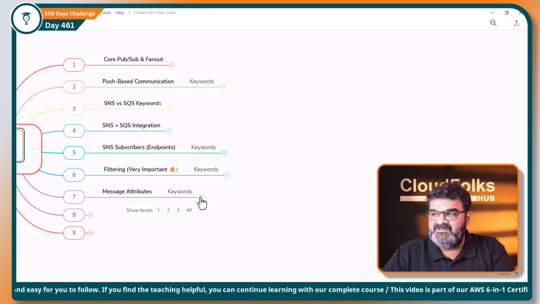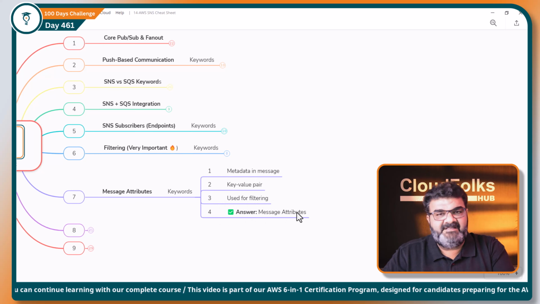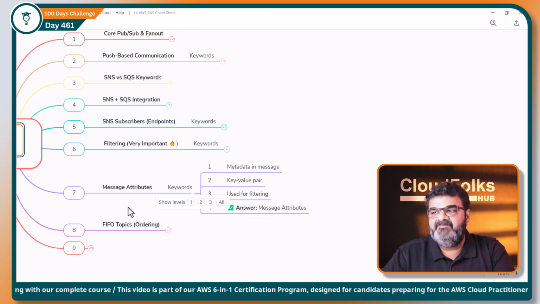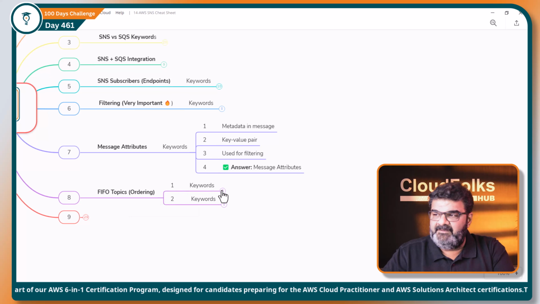Message attributes. Keywords: metadata in message, key value pair, useful for filtering. The answer is message attributes. Now, questions related to FIFO topic.